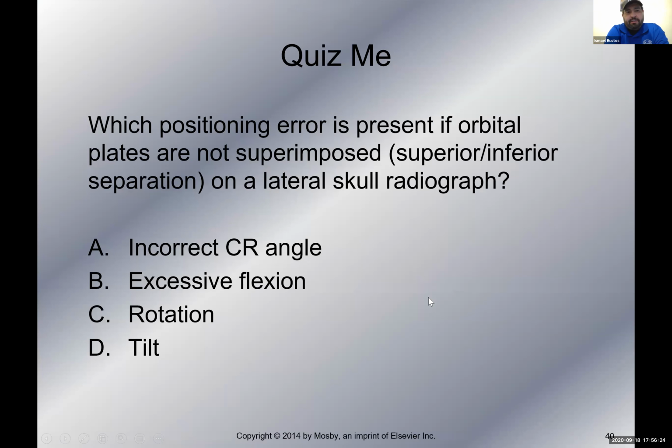Which positioning error is present if orbital plates are not superimposed? You have superior inferior separation on a lateral skull radiograph. So remember, anytime you have inferior superior separation, that means that, here's my skull in a true lateral, if I have inferior superior separation, that means that I had tilt of the skull, right? Not rotation, but tilt. Good.